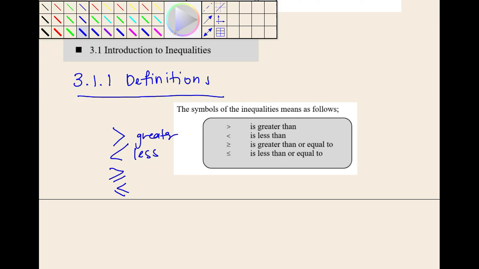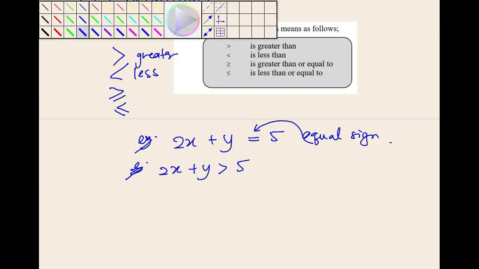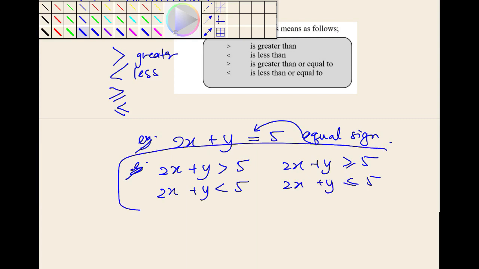Now the difference between inequalities and equalities, okay, your normal writing of equations is, for example, you have 2x plus y equal to 5. This is an equal sign. Whereas for inequalities, you're going to have some kind of this equation. You're going to have maybe 2x plus y greater than 5, or you're possibly going to have 2x plus y less than 5, or 2x plus y greater than or equal to 5, 2x plus y less than or equal to 5. So these 4 are absolutely different ways of solving than the equal sign.